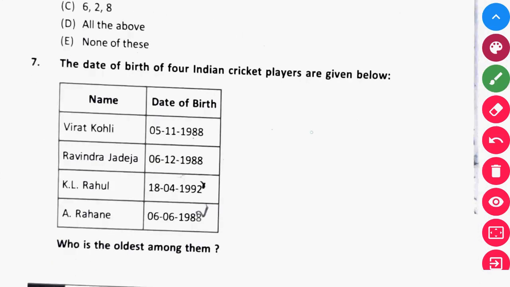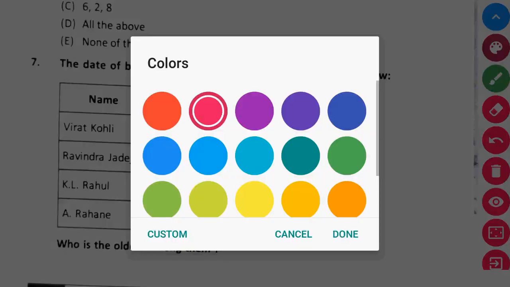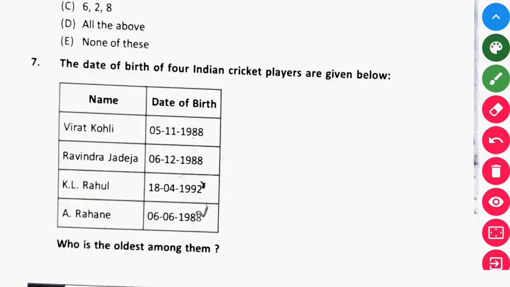Now birth of the Indian cricket player is given and who is the oldest among them is asked. Now who is the oldest? The one who was born first. Now see, all the people, you just first check the birth year. 88, 88, 92, 88. So 92 is the younger one. Okay. So he will not come. KL Rahul will not come as an answer.